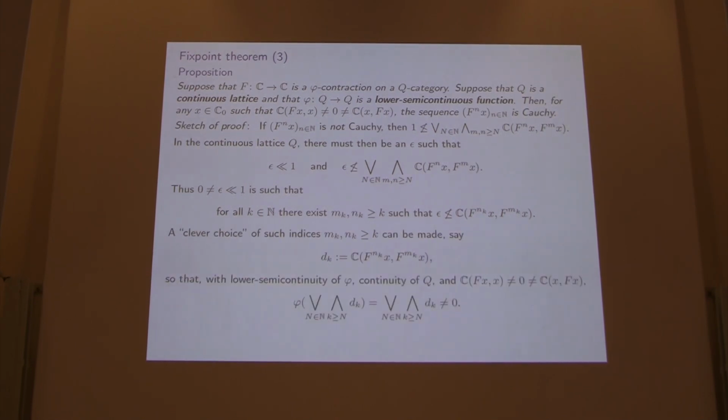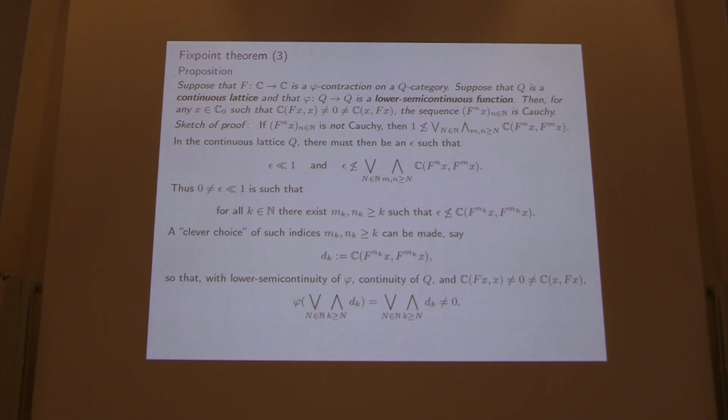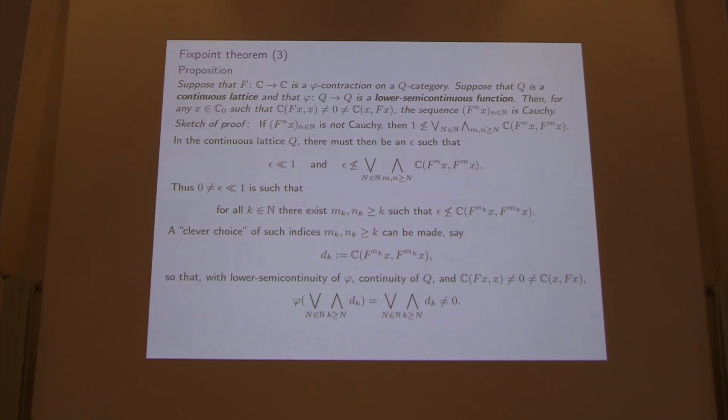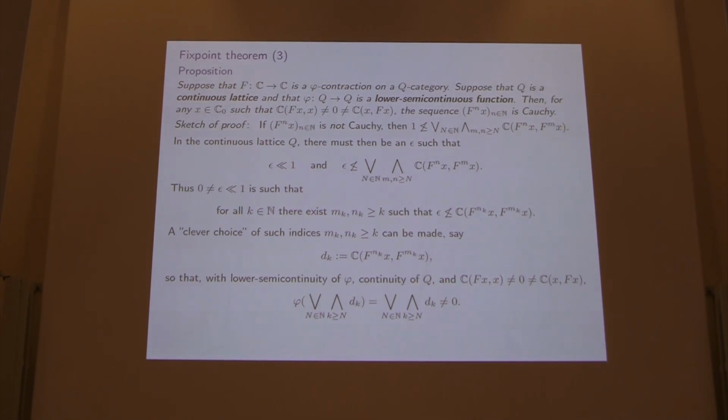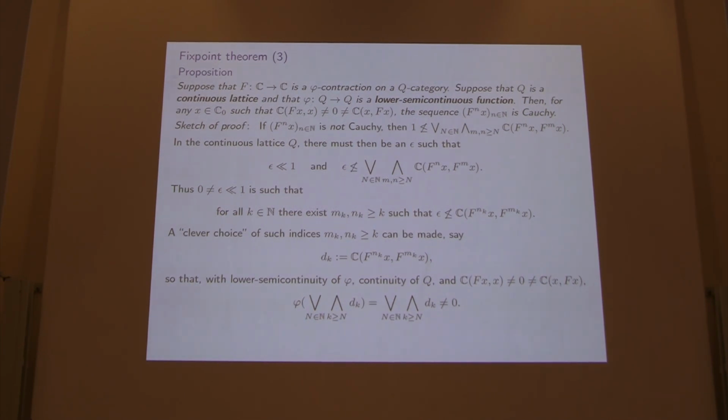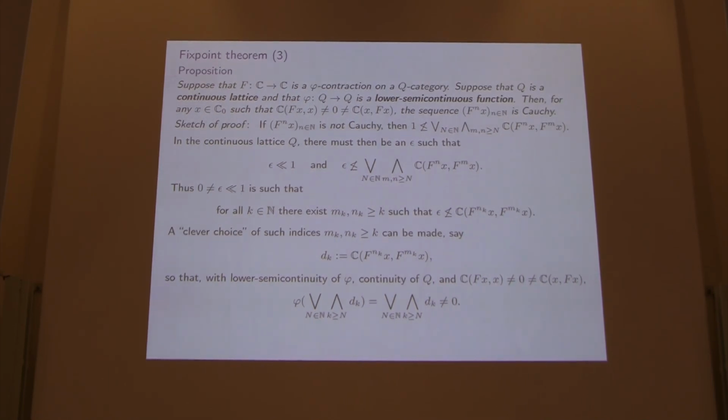And then comes the trick. There is a clever choice of indices far enough in the sequence that allows you to make a subsequence, which I've called dk. So I'm not at all explaining what happens. It's the core of the proof somehow. But you can make a clever subsequence, dk, so that using lower semi-continuity of phi, continuity of q, and the initial condition that fx and x are not at 0 distance, have a non-zero Hom, this sub-inf of these dk, of this subsequence, is actually a fixed point of phi. So again, I'm producing a fixed point on the quantile level.